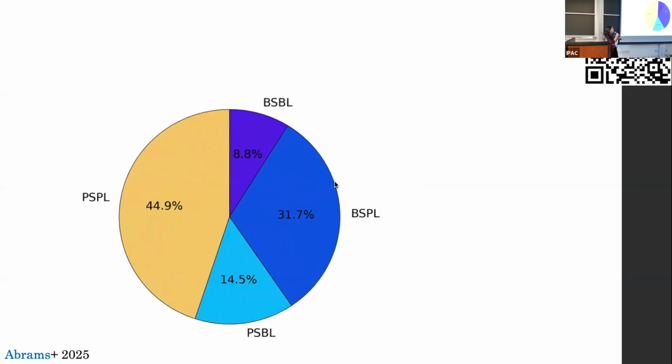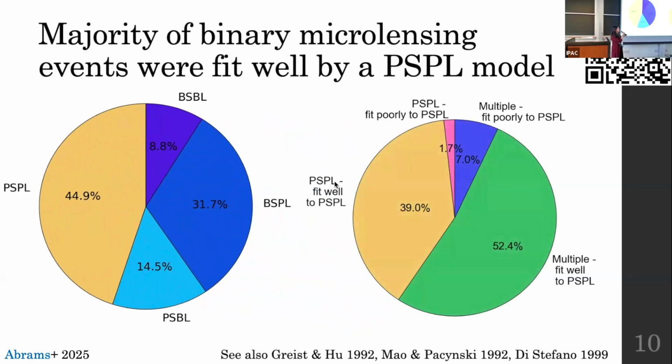And we saw that the vast majority of them were fit well by a single source, single lens model. We recovered approximately 10%. We got about 7% of binaries that are fit poorly by a single source, single lens model. But we're seeing that likely in these ground-based surveys, over half of the microlensing events have some hidden binary, either as the lens or the source.